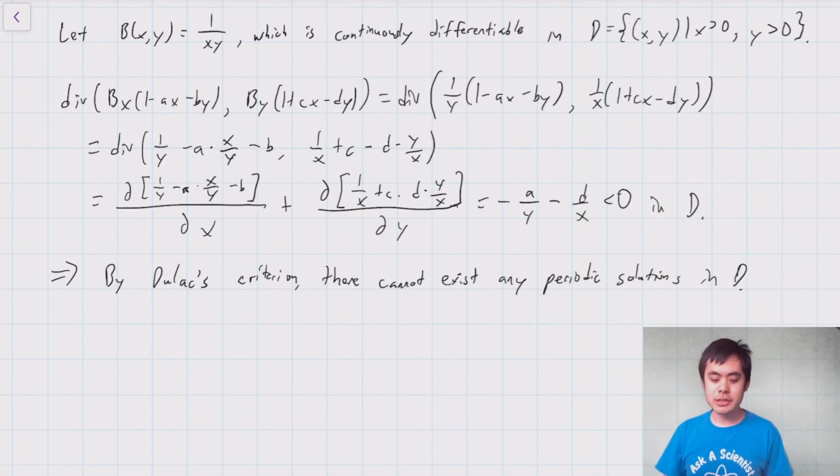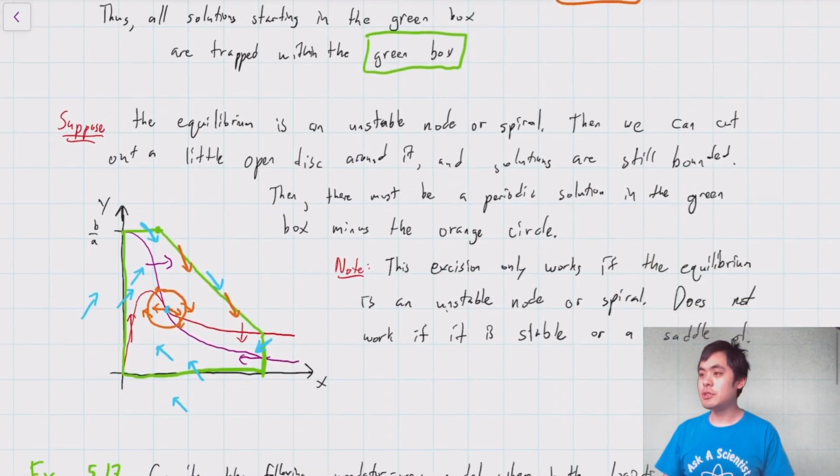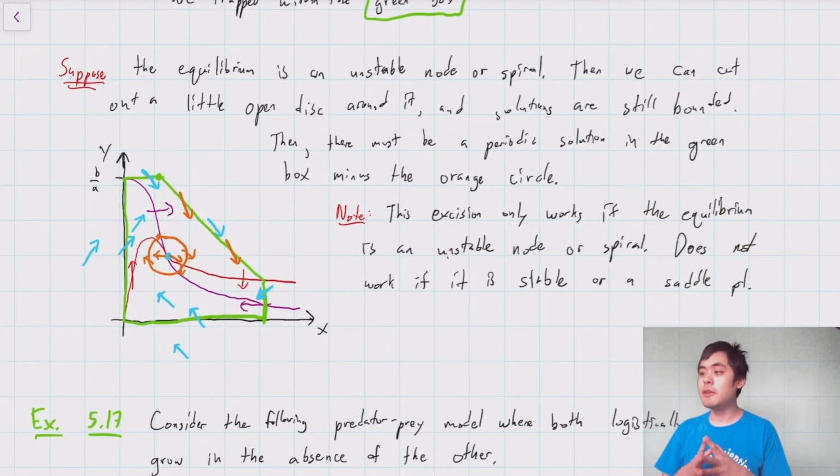So that's all for today's video. Hopefully this gives you a little better intuition for when you can find periodic solutions of nonlinear 2D autonomous systems.